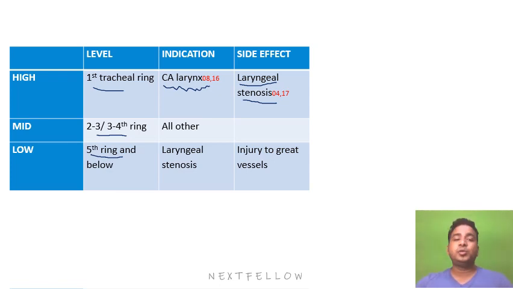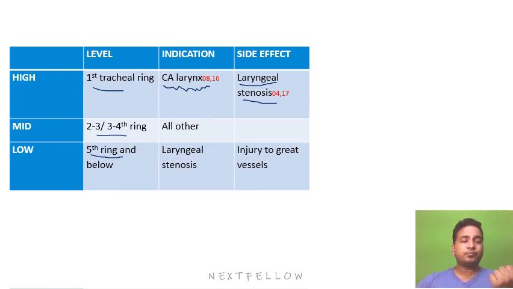Now, the mid tracheostomy: all other indications like any sort of COPD, emphysema, or any trauma, maxillofacial trauma, some long-term intubated patients, every other indication comes under the mid tracheostomy, where we put the incision over the second, third, or the third, fourth ring. Now, we'll talk about the low tracheostomy. That means we will put the incision over the fifth ring or below that.